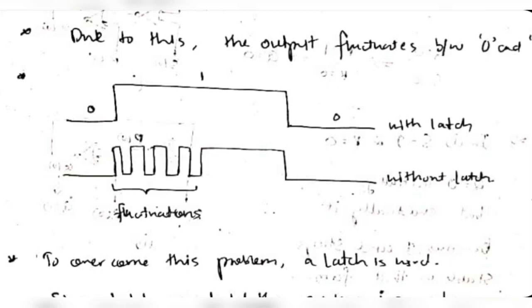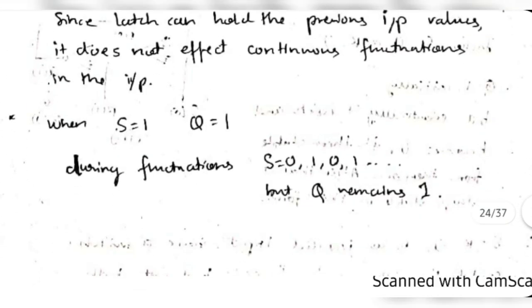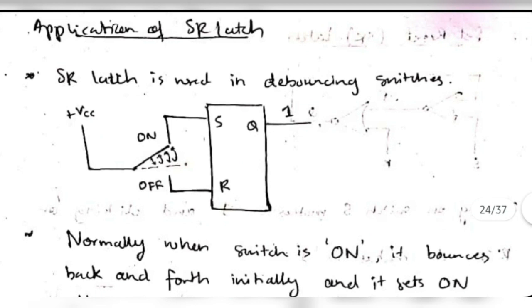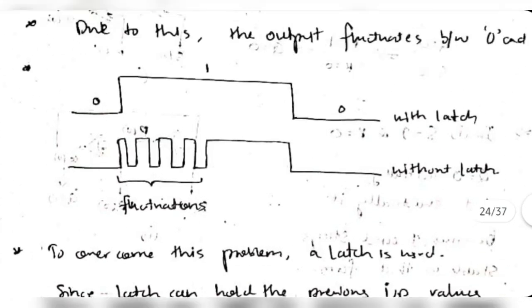This can be overcome using the SR latch, because a latch holds the value. When S is 1, Q is 1, this is the output. So Q will hold the value as on, even if S becomes 0, until R becomes 1. R will not become 1 because the switch will not touch the off contact. It will just get released and go back here. So R will not become 1 and S will just fluctuate between 0 and 1. When S is getting 0 and 1 fluctuations, Q will remain 1 only, because the latch will hold the previous value. So Q will not change until R is made high. So Q will remain 1 and that fluctuation can be overcome.